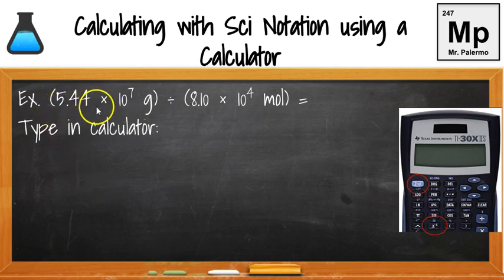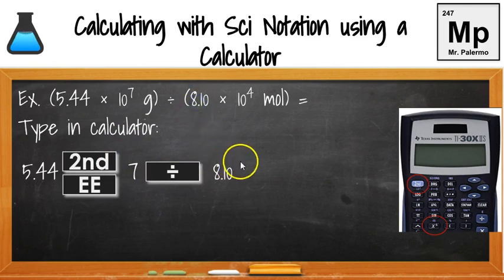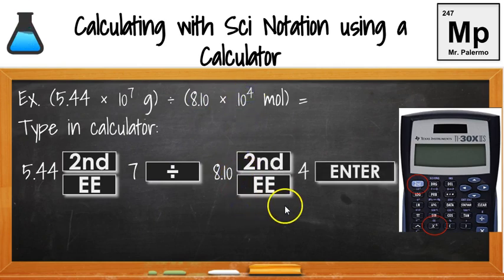So the first thing you would do for this operation is 5.44, and then you're going to hit the second function, and then that EE button, enter exponent, and then you're going to enter your exponent, which is 7. So it's 5.44, enter the exponent, which basically means times 10, and then you're putting in the 7. Divided by 8.10, again, second function, enter your exponent, 4, and then equals, or enter.